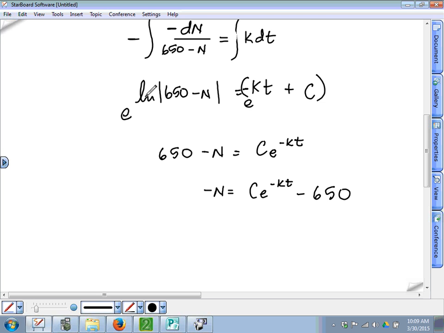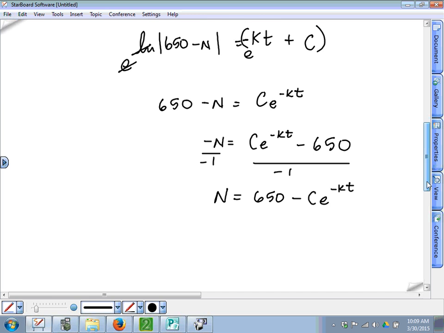We no longer need the absolute value because it's no longer a natural log. We only needed the absolute value because the natural log was there, but the e canceled the natural log. We're almost there. Divide by negative. So N, the number of coyotes, is equal to 650 minus C e to the negative kt. So you just plug in the number.